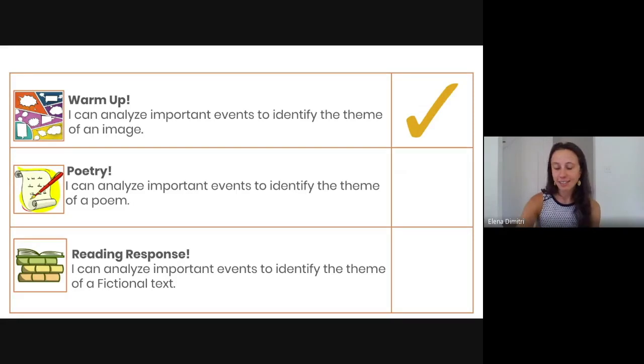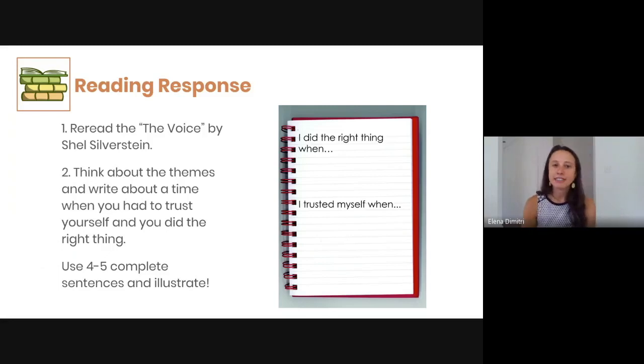All right. So what we just did is we analyzed the important events or the important text evidence in a poem to identify the theme of a poem. So we are on to our last learning target, which I will explain now. Here is your reading response.